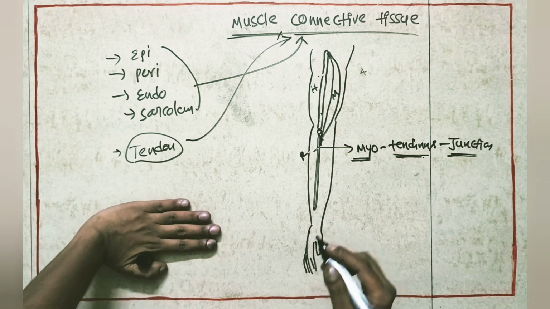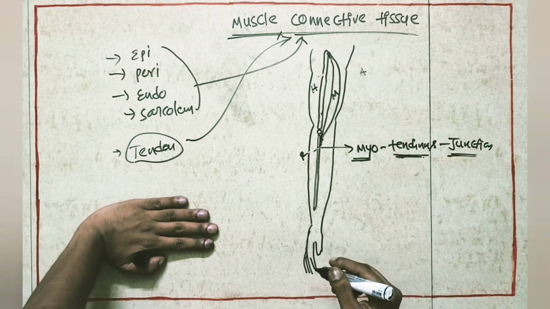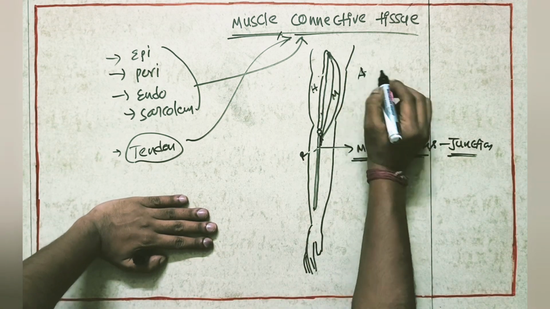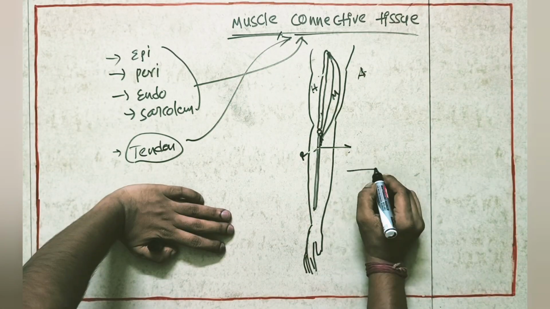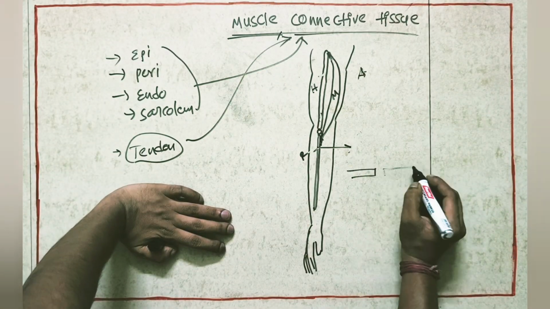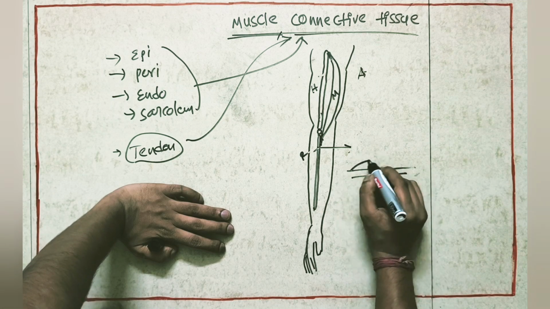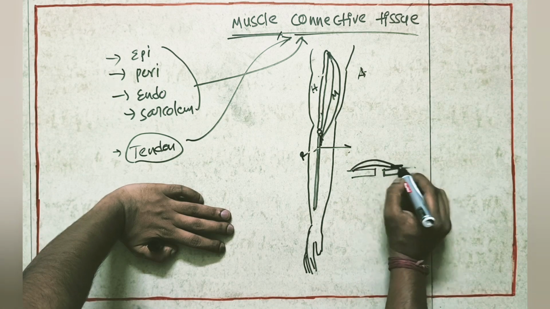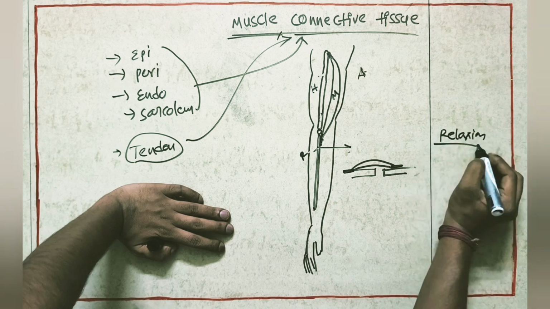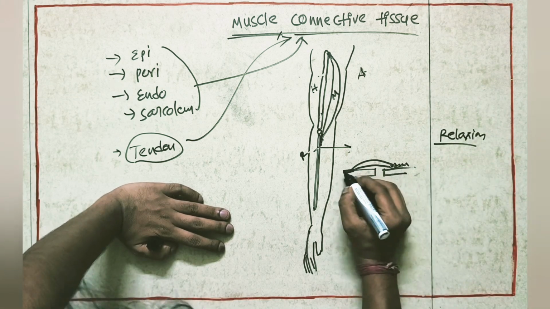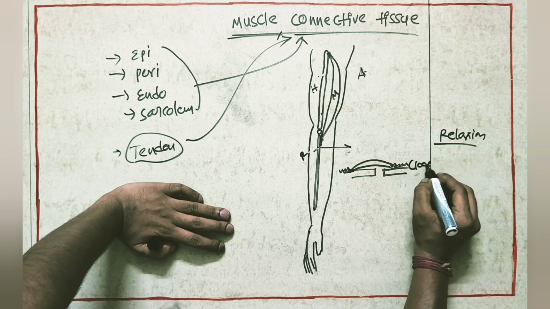So in this tendon, okay, we'll come to a nice point. In this tendon, what will happen? Suppose here muscle is in relaxation position. So the tendon will be free. What it means? Suppose this is our humerus, this is our radius. So between these two, muscle is there. Here this is the tendon. If the muscle is in relaxation state, tendon will be loose.